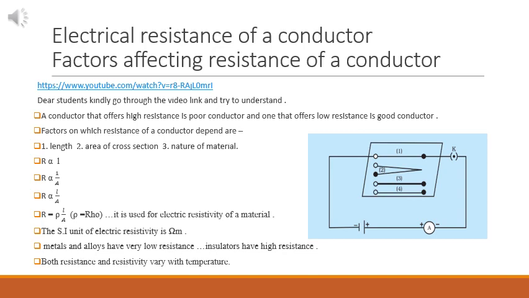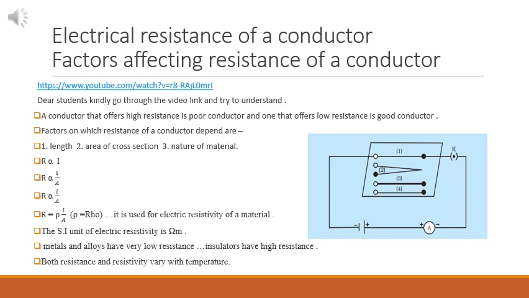We put these two equations together, the first and the second, and we get R is proportional to L upon A. To remove the proportionality sign, we add a constant which is called rho. It is the symbol used to denote the electrical resistivity of the material. This is the resistivity of the material which will decide whether it is a good conductor or bad conductor. The SI unit of electrical resistivity is ohm meter.